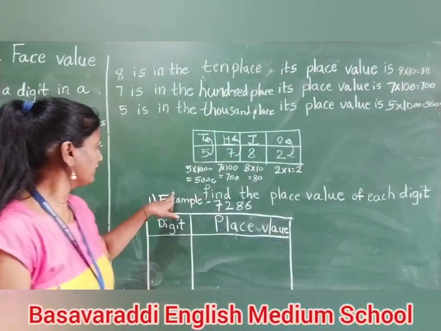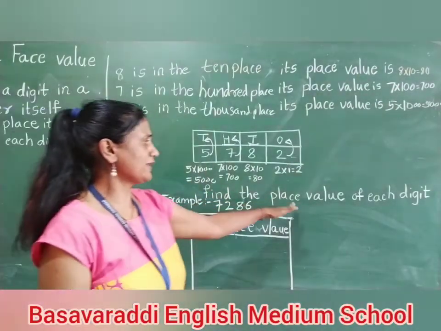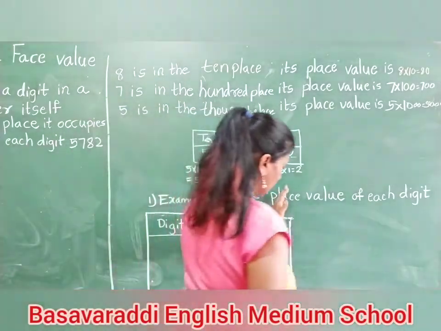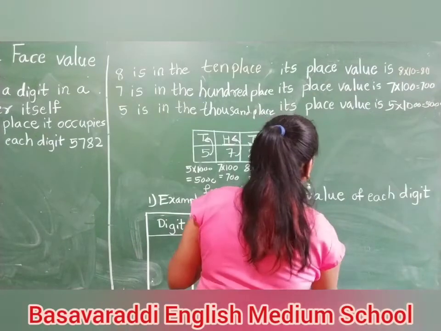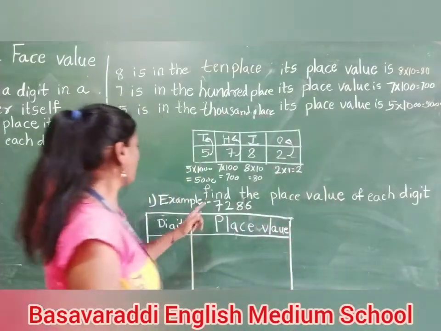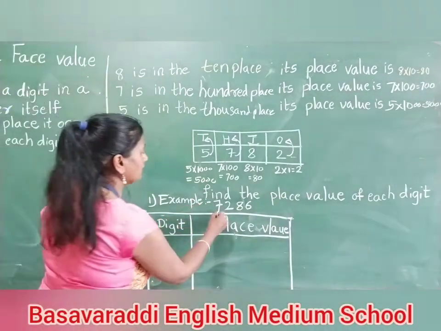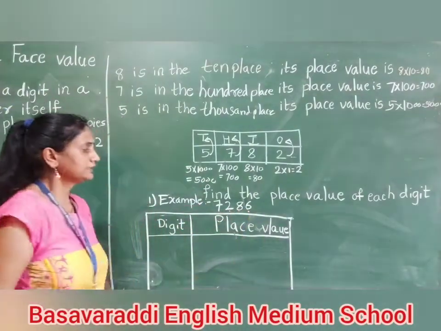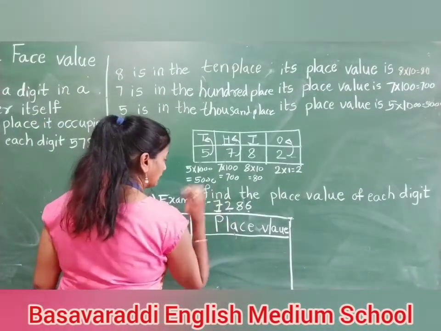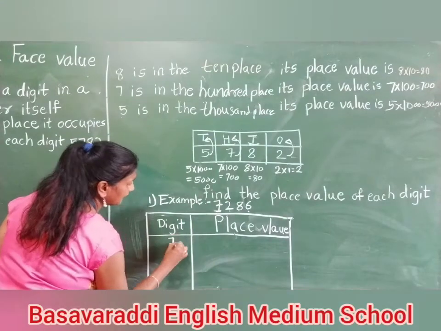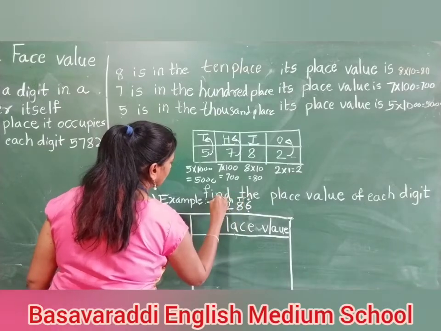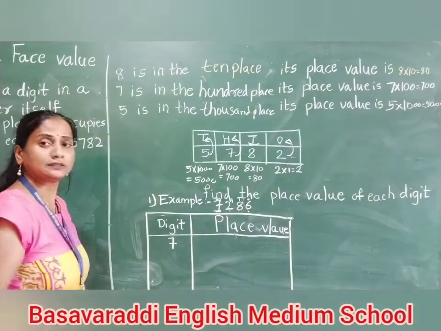Now we are learning to find the place value of a digit. Place value means the place a digit occupies in the number. For example, 7286. First we go to 7, which is in the 1000 place. Which place? 1s, 10s, 100s, and 1000s.